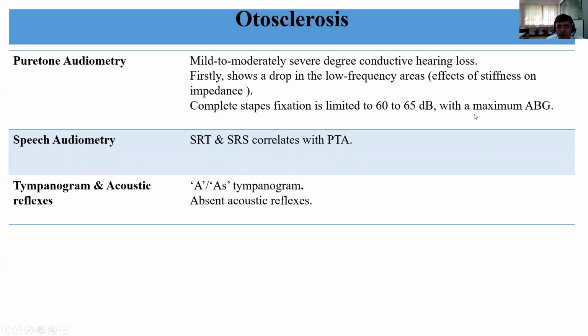And you may see the 2 kilohertz Carhart notch in pure tone audiometry. But when it comes to SRT and SRS, SIS, it correlates well with PTA. When you do tympanometry, as I said earlier, lower compliance is observed, that is As type, because it is a hypomobile tympanic membrane or ear ossicles. But quite often an E-type tympanogram is also observed. Mobility is not affected. In addition to that, acoustic reflex is absent in these cases.